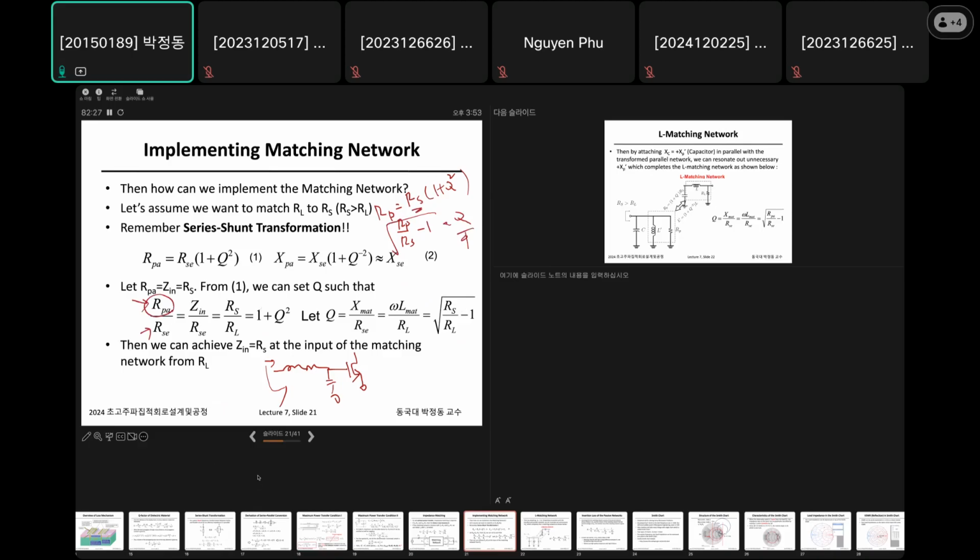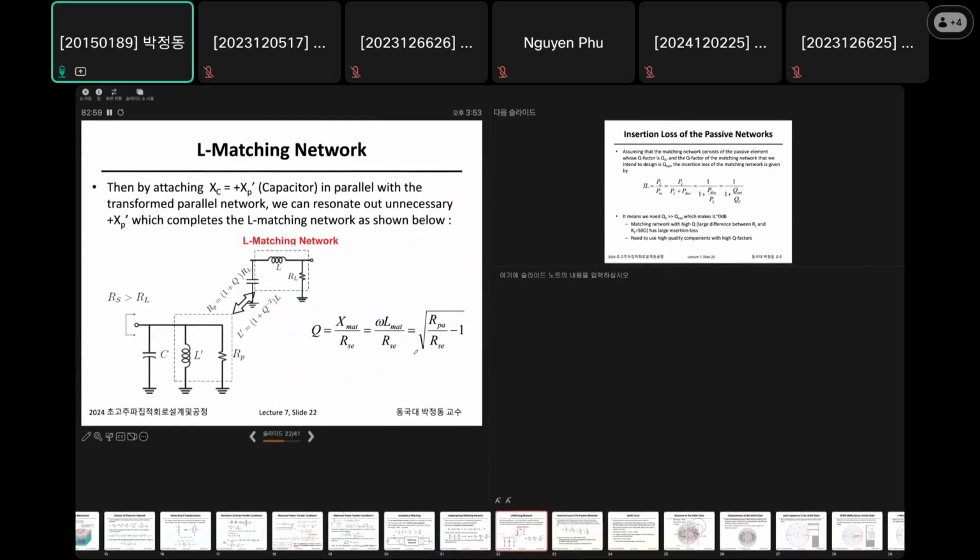That's very straightforward, right? Then once you determine Q, since Q is just X divided by R of the series, or XP divided by RP, or BP divided by GP, right? So you can get this. So with this, you can synthesize the network.